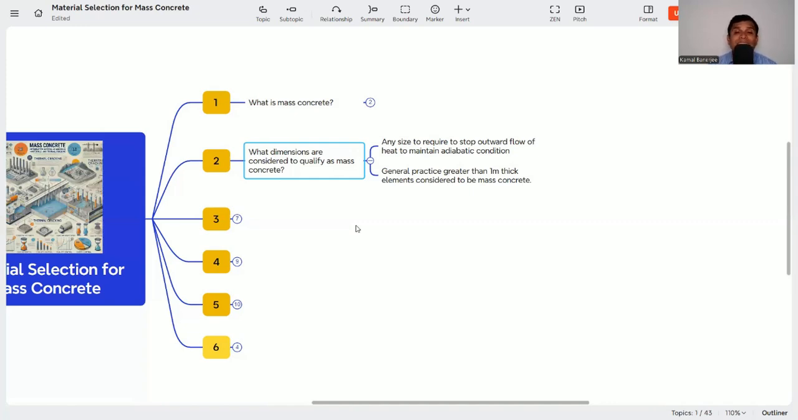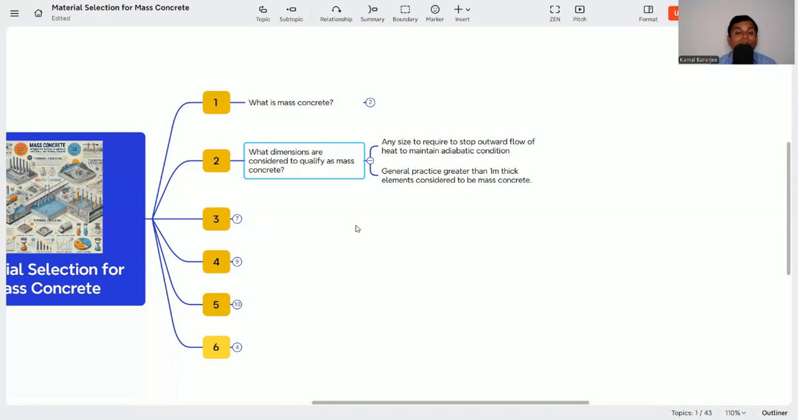But again, no minimum dimension or maximum dimension is mentioned. So you need to evaluate what will be the heat of hydration and how you can manage the heat of hydration. Depending upon that, you can consider that it is a mass concrete. So that is what dimensions are considered to qualify as mass concrete.